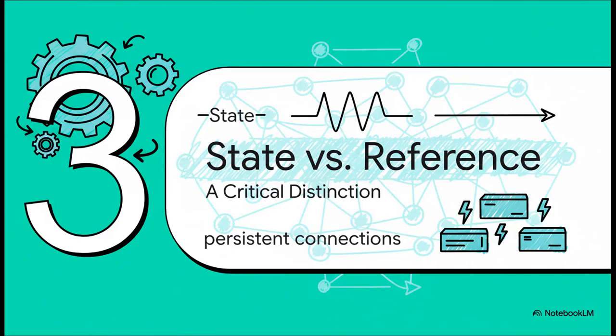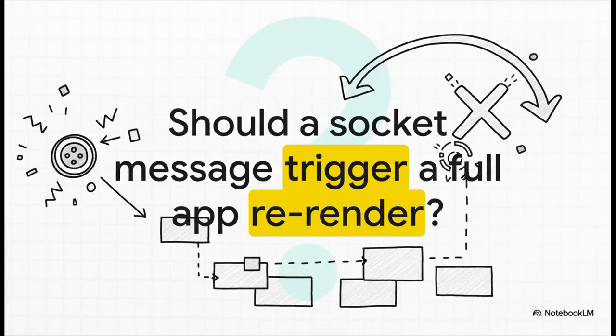But, and this is a really important but, building this hub the right way means you have to understand a critical distinction in React. We need to talk about the difference between state and references. Let me ask you this. When a new message comes in on that socket, should your entire application re-render? The answer is almost always a hard no. That would be incredibly inefficient and would make your UI feel sluggish and unresponsive.